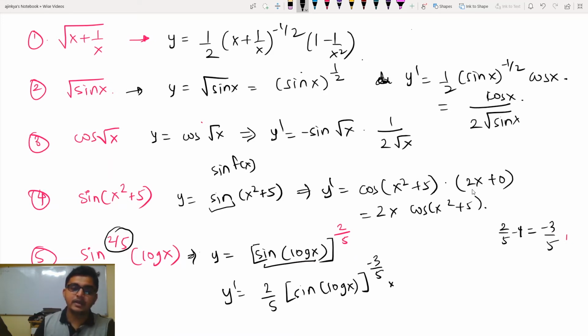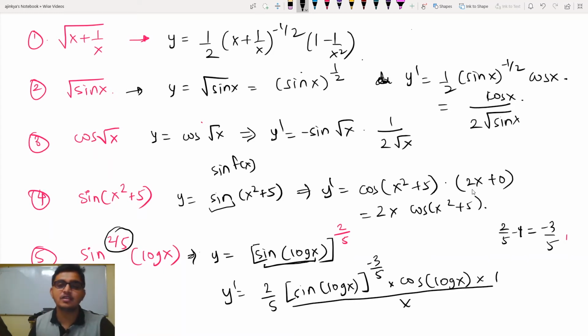Then multiplied by, when you get this f of x, you have to differentiate this f of x, and the outer box is of sine. So the derivative of sine is cos of log x, and then you again go inside, the derivative of log of x is 1 upon x. So this entire equation will be divided by 1 upon x. So that's your final answer.